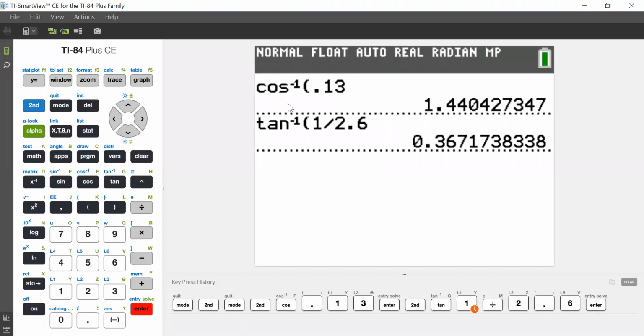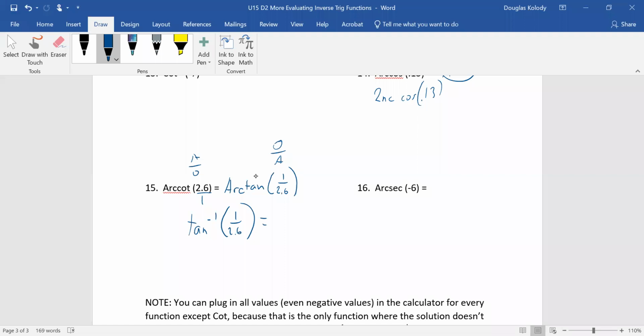What should you round that to, Mr. Cody? Well, just read the directions when you go through. I'll just round it to 0.37 since that's what we did before. So this equals 0.37 radians.